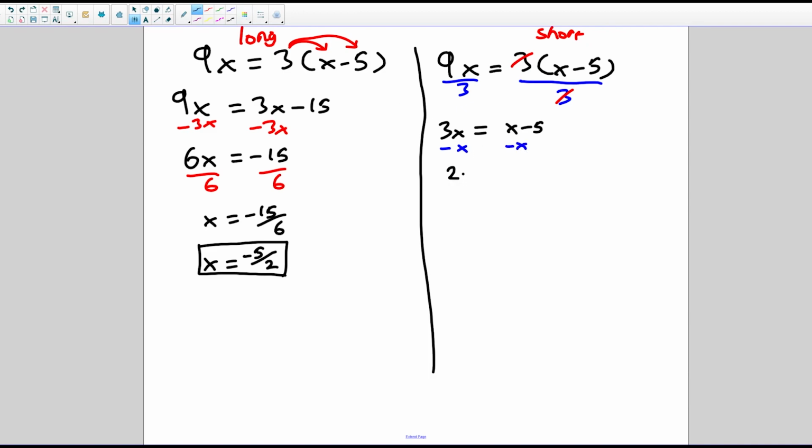I'm left with 2x is equal to negative 5. And then I divide both sides by 2. So once again, you're really just shortening up one step here, which is not a really huge deal in the end, but just understanding that there's different ways of approaching the same problem is pretty important.